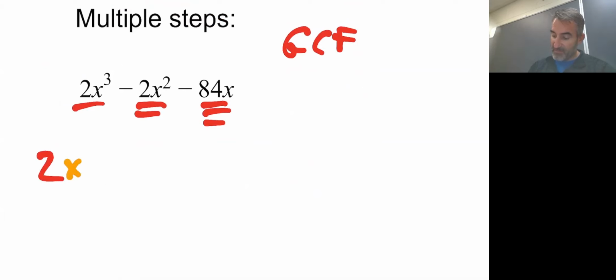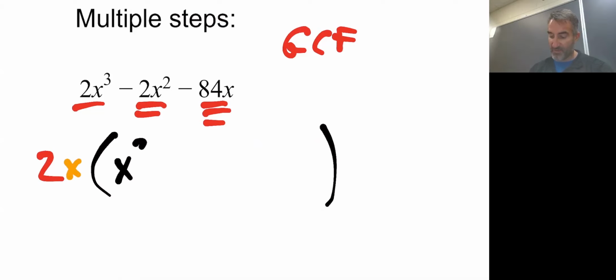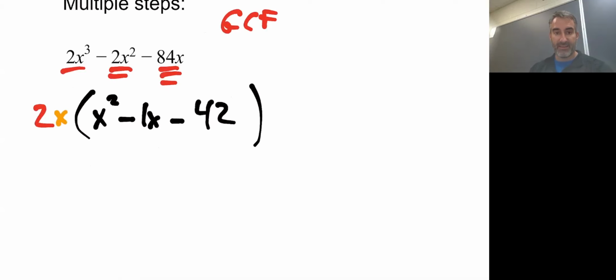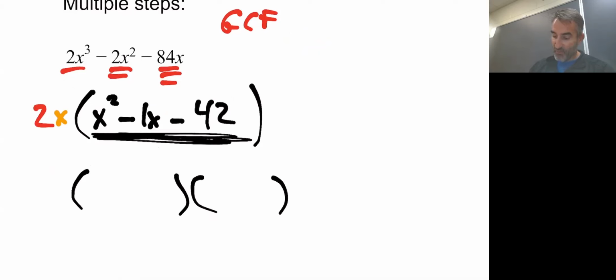So now, this part you guys have been pretty good at. What's left? Well, it's division. 2x cubed divided by 2x would give you x squared. Remember, you subtract exponents. Okay, minus 1x minus 42. Okay, now from here, I have to check to see if this part factors. All right, don't forget your 2x that you started with. So 2x goes there. So now it's just factoring.